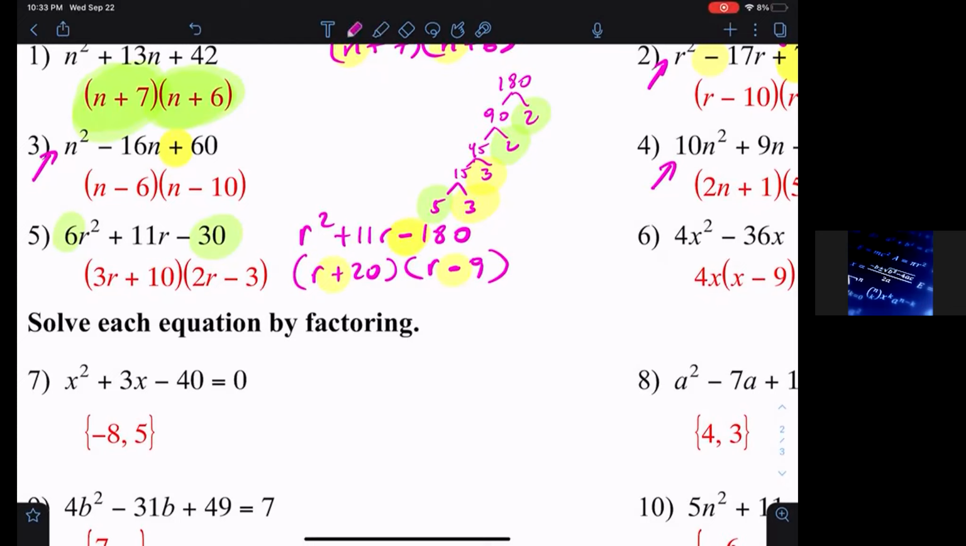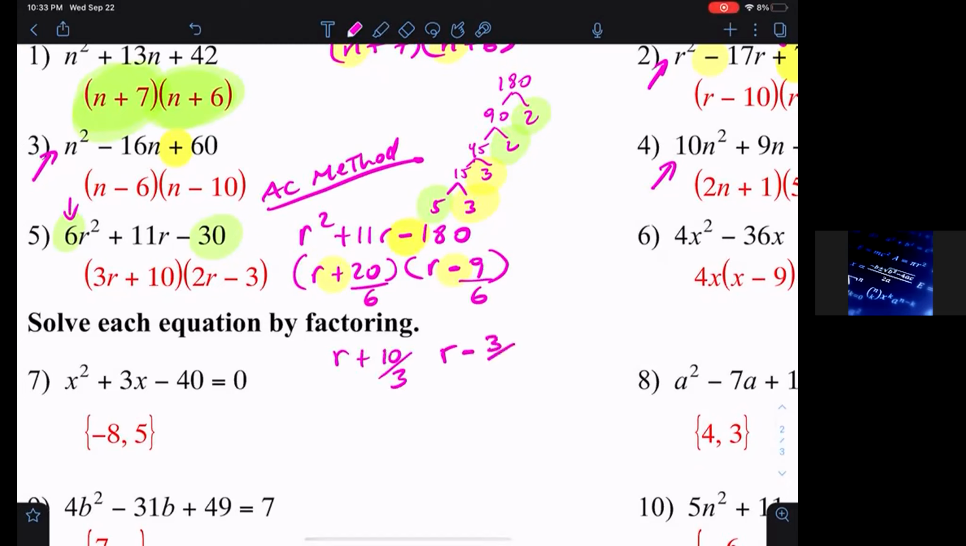But remember, in the beginning, the problem was multiplied by 6 to do the AC method, right? So now you need to divide by 6. So you divide by 6, you get r plus 10 over 3, and then you have r minus 3 halves, right? Now remember, you need to move the denominator to the top. So that's going to be 3r plus 10, and then 2r minus 3, and that's the answer.